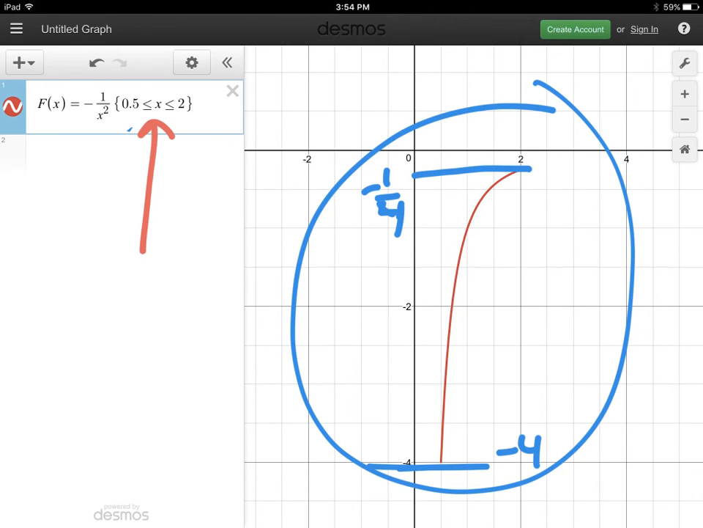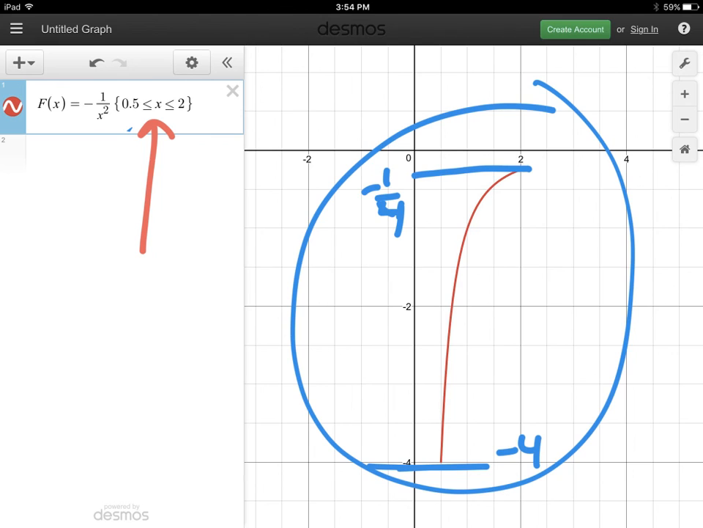So I use Desmos just to show a graph. It does verify what we found out using the extreme value theorem. Hopefully this helped. I know this function was weird because there weren't actually any critical points, we just had the endpoints. But that's the idea.